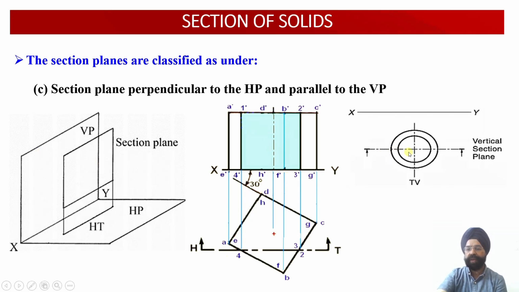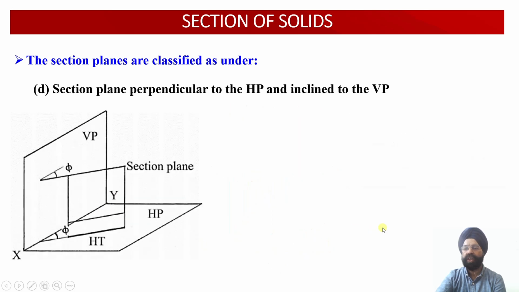Now another example you can see, this is a hollow cylinder. So I have cut this cylinder parallel to the vertical plane, so this portion will be removed. Its true shape will be obtained in the front view onto the vertical plane over there. So this is another representation of a cutting plane which happens to be parallel to the vertical plane and perpendicular to the horizontal plane.